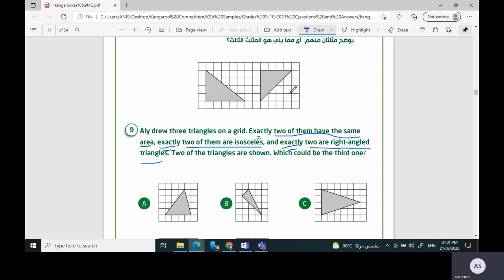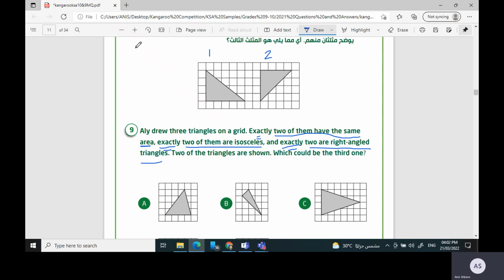Of course, we have these 3 properties that must apply on the 3 triangles. So these 2 triangles and one of these choices. First of all, we're going to start with exactly 2 of them have the same area. Of course, I'm going to calculate the areas for everything, but now let us start only with these triangles. So let me name them 1 and 2.